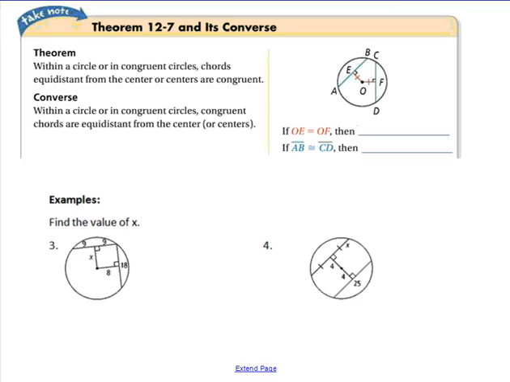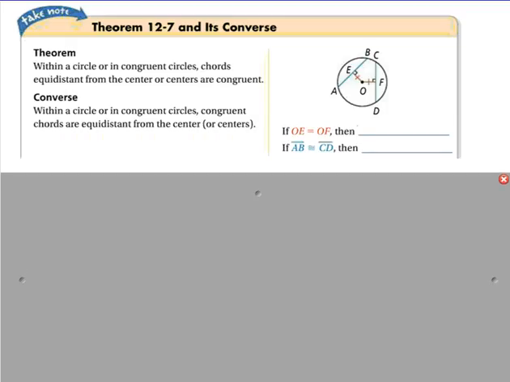All right, another theorem. Theorem 12.7 and its converse. This one says within a circle or congruent circles, chords equidistant from the center, or centers, are congruent. So if we look at the picture to the right, let's break that down. If we have two chords the same distance from the center, then those chords have to be the same length. And its converse, if the chords are the same length, then they're the same distance from the center.